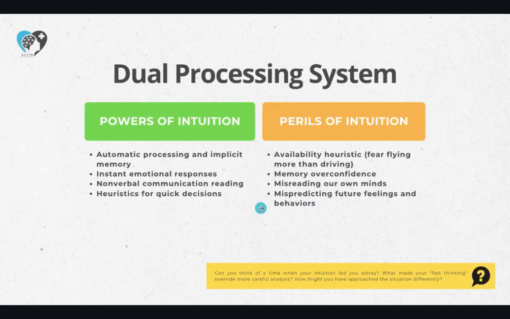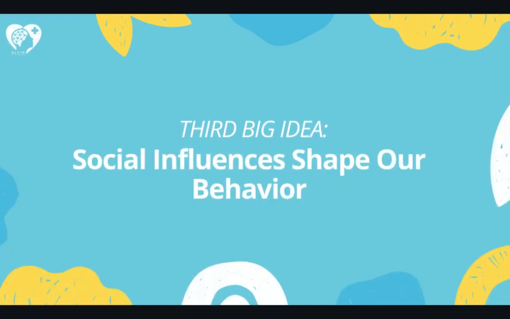And these are not character flaws, class. These are actually what makes us human. These are features of how we think, of how human cognition works. And understanding them helps us make better decisions. Okay? Next, let's move on to the third big idea, which is that social influences powerfully shape our behavior.